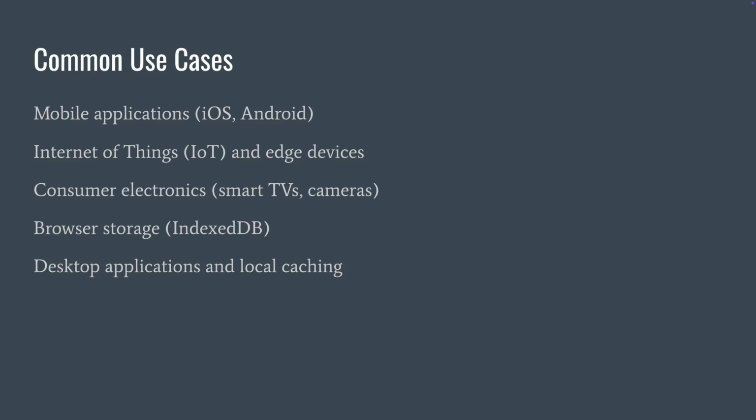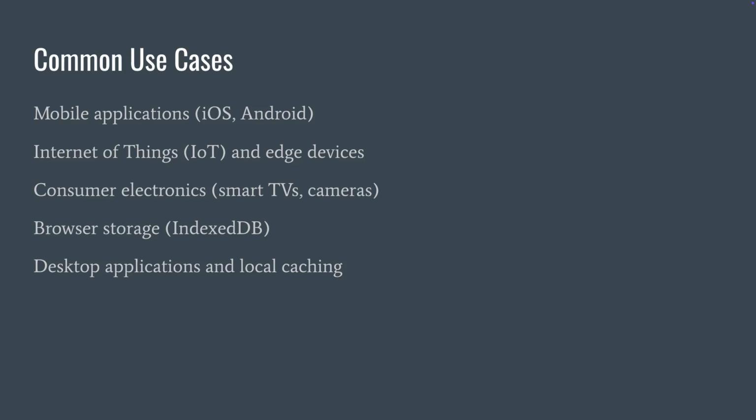edge devices, meaning from smart sensors to industrial equipment, they often embed a small database to log data, manage local configuration, or synchronize with the cloud when a network connection becomes available. So by storing this data locally, IoT devices can continue functioning offline and then upload data once connectivity is restored.